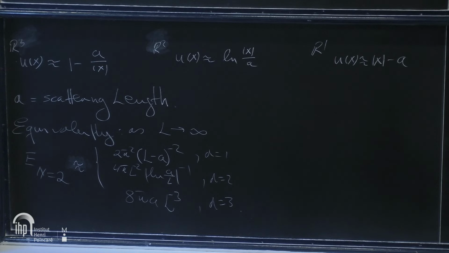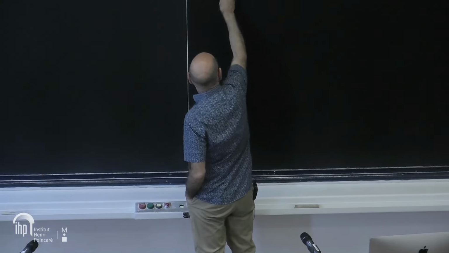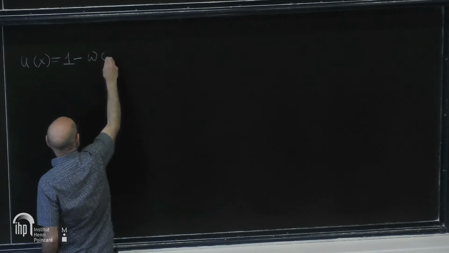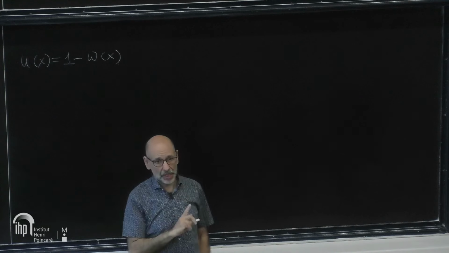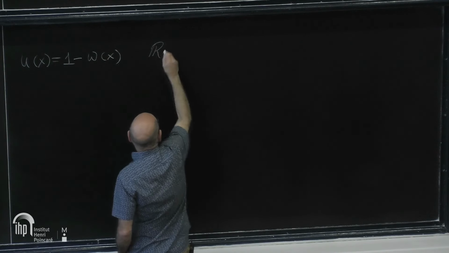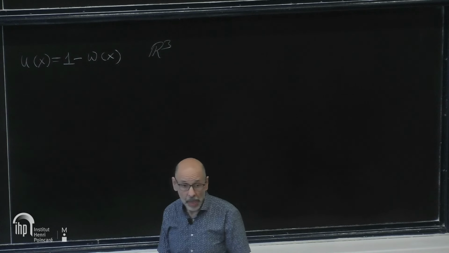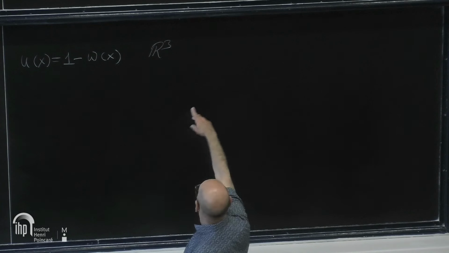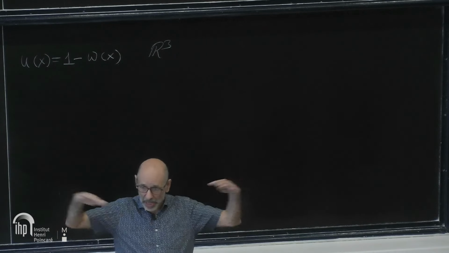The function u, I will sometimes write as 1 minus omega of x in 3 dimensions. So now I'm just discussing it in R3, but of course it's sort of obvious what I would do in other cases. You see, if my potential V has compact support, then Laplacian u is 0 outside the ball on which V is different from 0, and then these asymptotic forms are actually exact. Right? But what sets the A is the fact that it has to be satisfied everywhere.